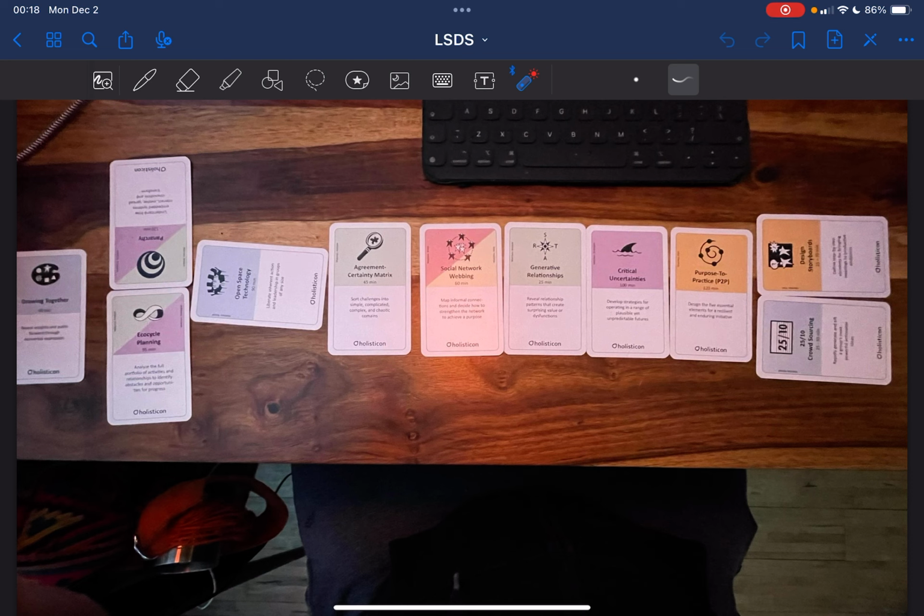Next up on the docket, eco-cycle planning all day, every day, of course. And then open space technology. So we've got open space technology rotated. So, of course, these guys, very, very super artifacts, right?